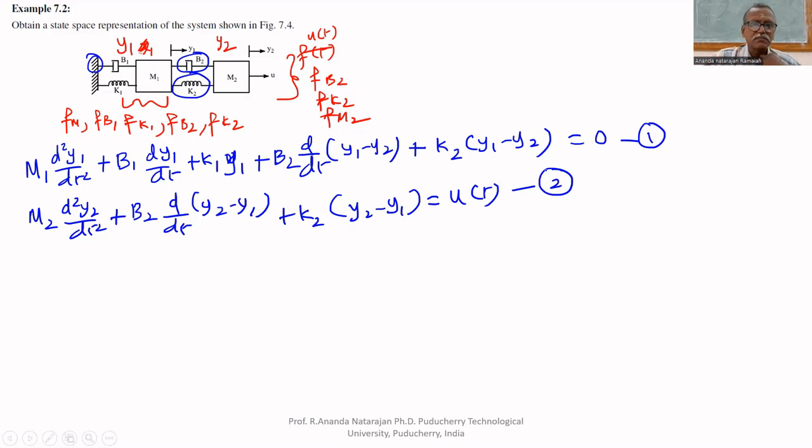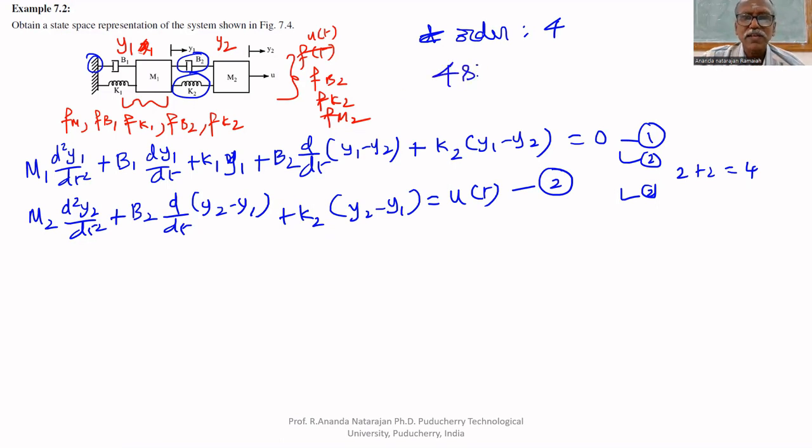What is the order of the system? Here the order is 4, because this is second order and this is another second order, 2 plus 2 equal to 4. Therefore, the given system is a fourth order system. How many state variables will be there? 4 state variables will be there. We have to assign these state variables.